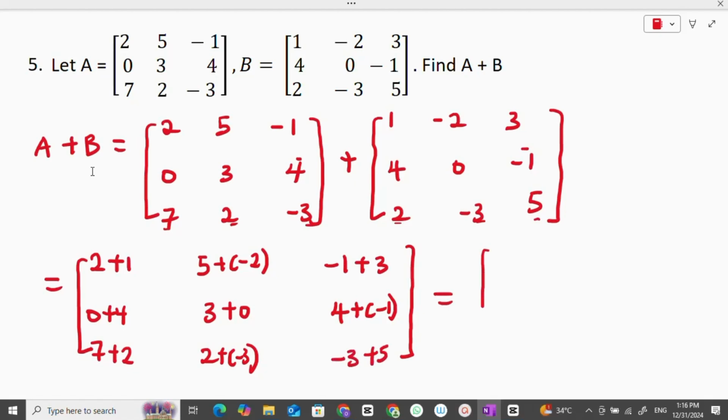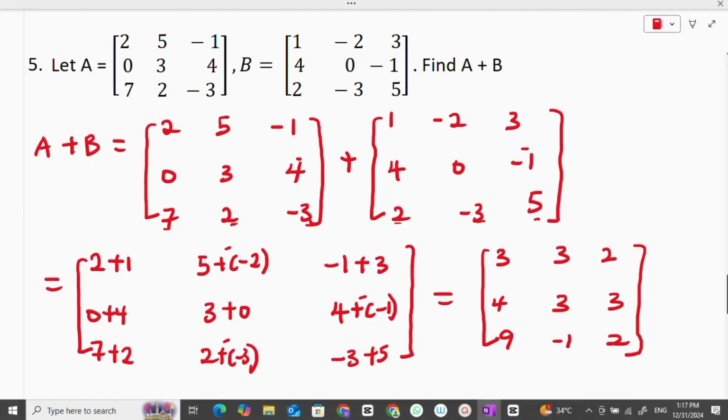So this is equal to 2 plus 1 is 3. Plus times minus is minus. So 5 minus 2 is going to give us 3. Minus 1 plus 3 is going to give us 2. 0 plus 4 is 4. 3 plus 0 is 3. Plus times minus is minus. So 4 minus 1 is going to give us 3. 7 plus 2 is 9. Plus times minus is minus. So 2 minus 3 will give us negative 1. And minus 3 plus 5 is going to give us 2. And this becomes our final answer.